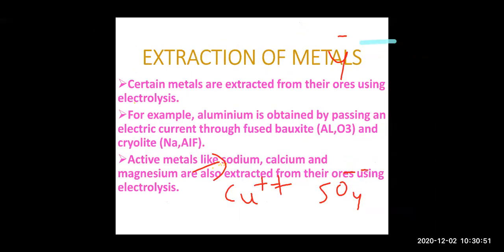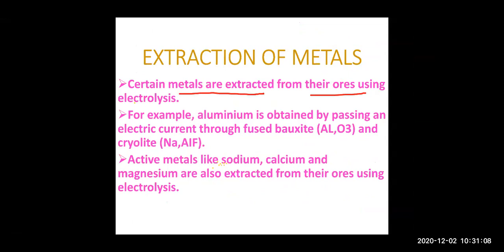Next is, children, extraction of metals. Now, whatever metals we get from nature, they are not pure. They are not exactly what we want. They are in the form of ores. So from these ores, we have to remove the metals, and those metals are removed by the process of electrolysis. Let's take an example. For example, aluminium is not available as aluminium in nature. It is available as bauxite, that is Al2O3, right children?